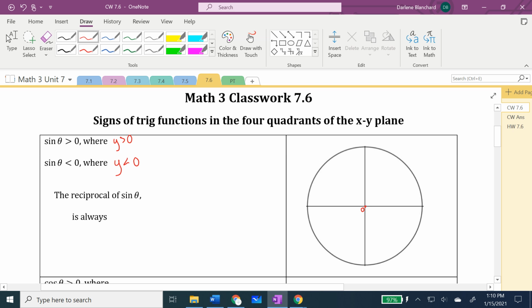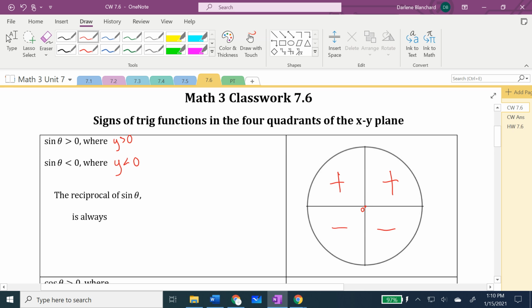I'm waiting for someone to respond, but quadrants 1 and 2. Yes, thank you. Which quadrants have negative y values? Thank you. 3 and 4.